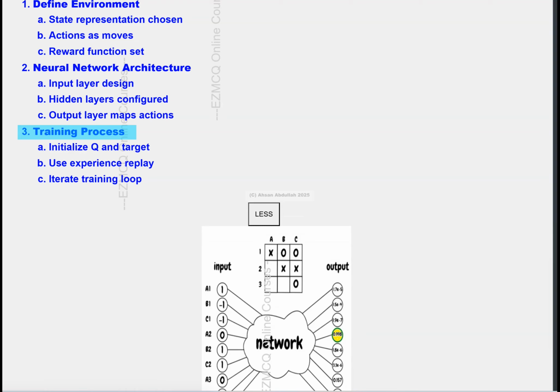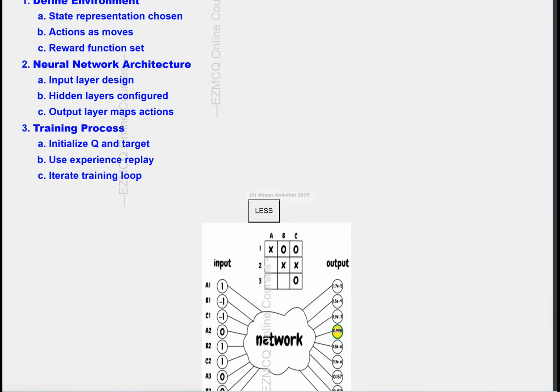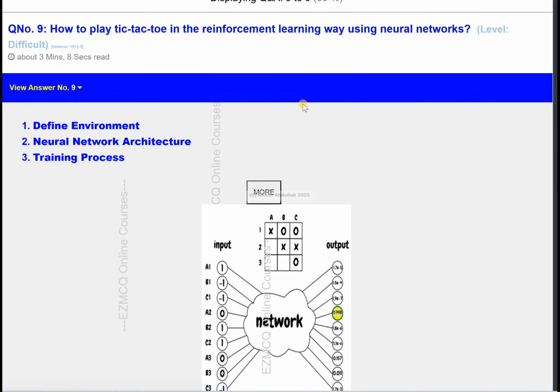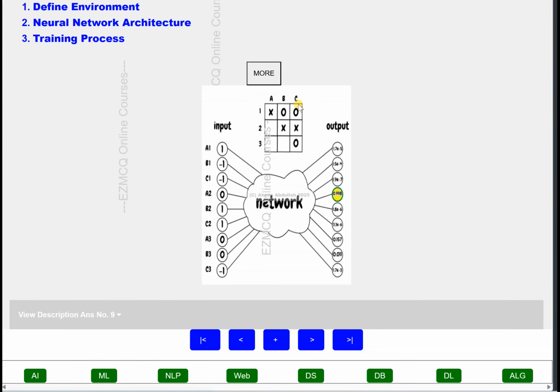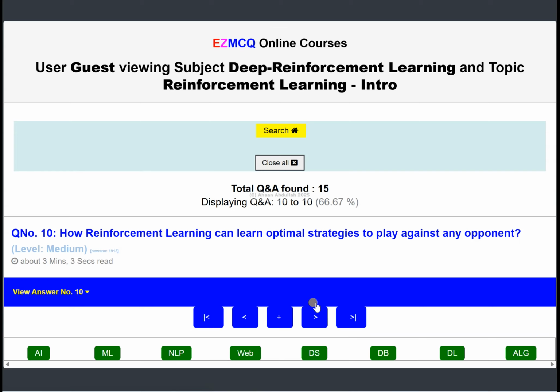Now, if we go into further detail of the training process, there are periodic updates to the target network that help stabilize the learning. There's not much more detail here, but the purpose of this Q&A was to give you an idea of how tic-tac-toe can be played using a neural network. So we move on to the next Q&A, which is more interesting.